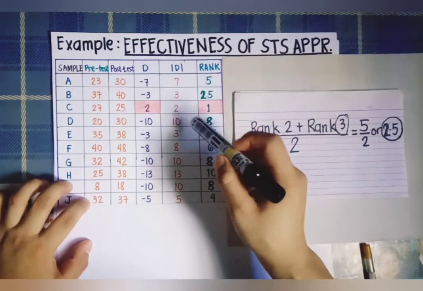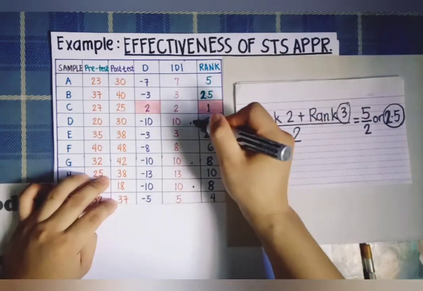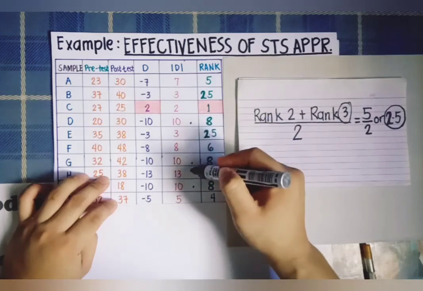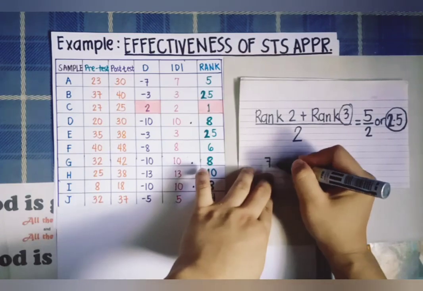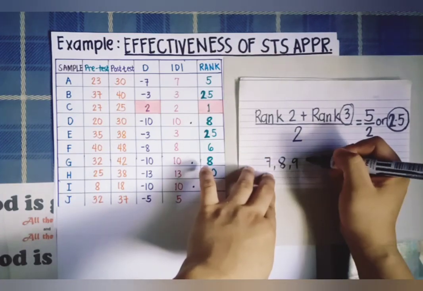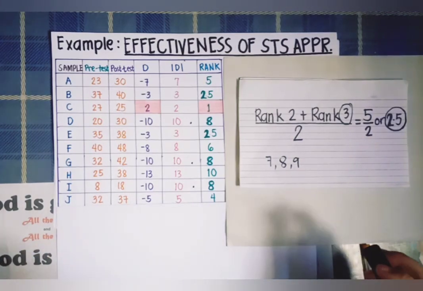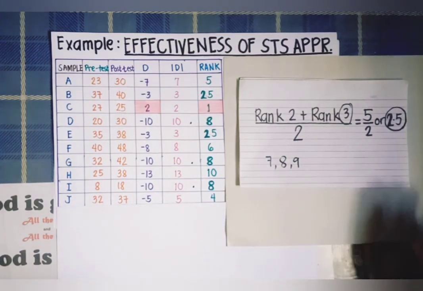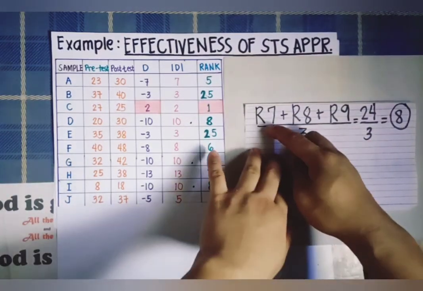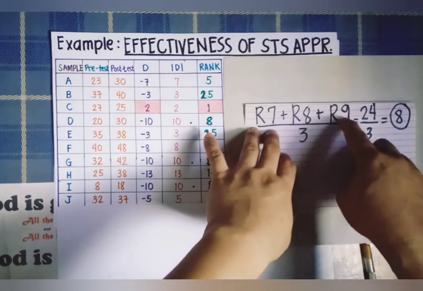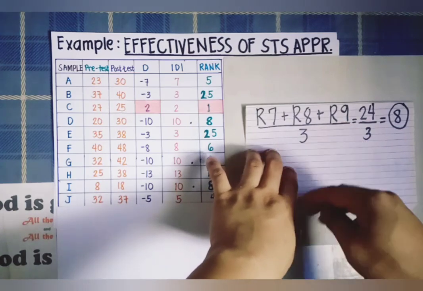However, we have here 3 10s. This one, and this one, and this one share the same rank. Okay, these three 10s here share the ranks 7, 8, and 9. However, none of them is actually greater than the other. So what we are going to do here is to add the ranks that they actually share, rank 7, rank 8, and rank 9, and then divide it by the number of data that actually share those ranks.